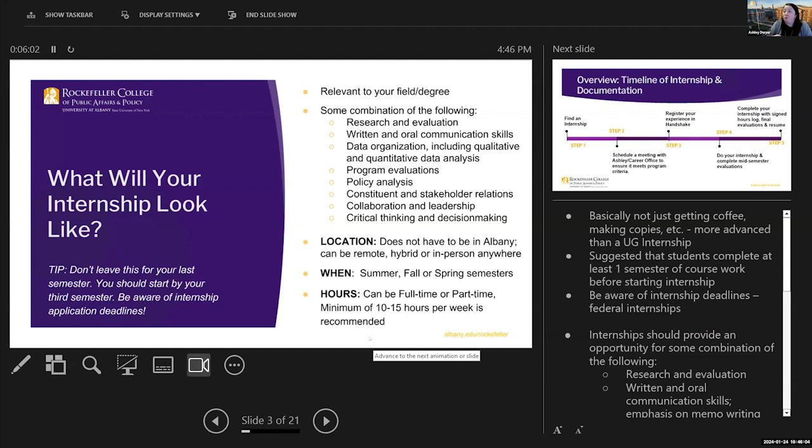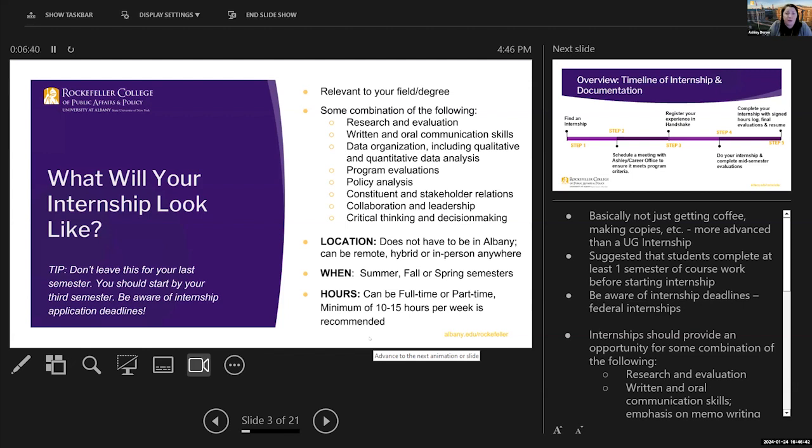Typically, the hours can be anywhere from full-time to part-time. We usually recommend that you're doing at least a minimum of 10 to 15 hours per week in order to reach that goal of completing the 350. Typically during the academic year, students are doing part-time hours, right? So we typically see anywhere from 15 to 25 hours a week during the academic year. However, there are internship opportunities, for example with the New York State Assembly, that is a full-time internship in the spring semester. So that is certainly an option too. Typically summer internships tend to be more full-time, but they can also be part-time in the summer.